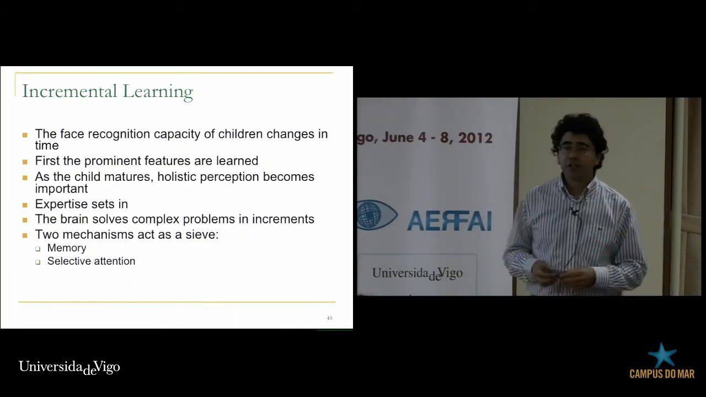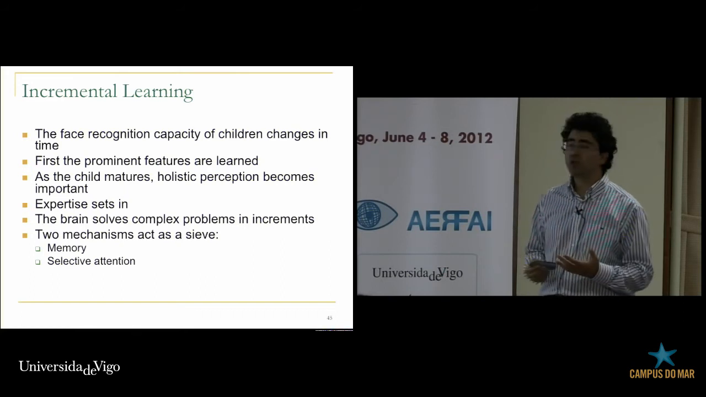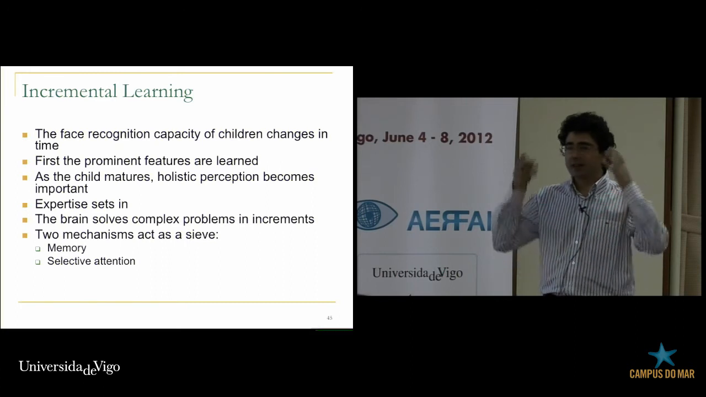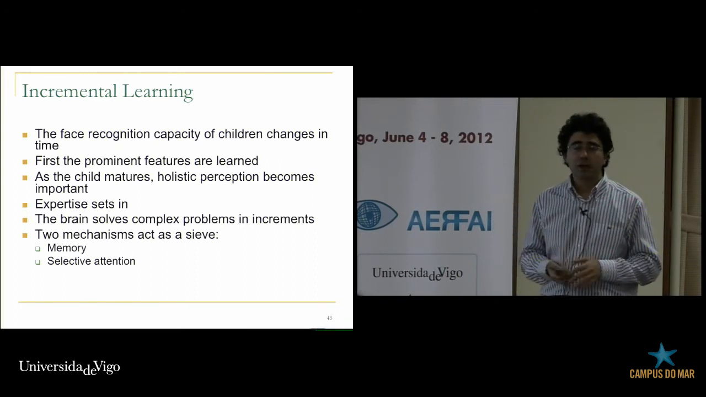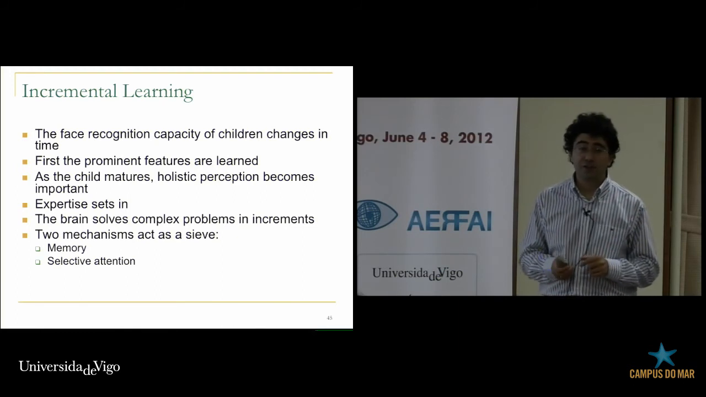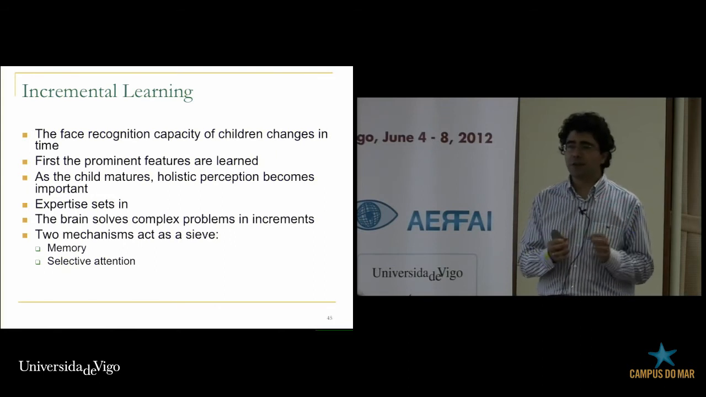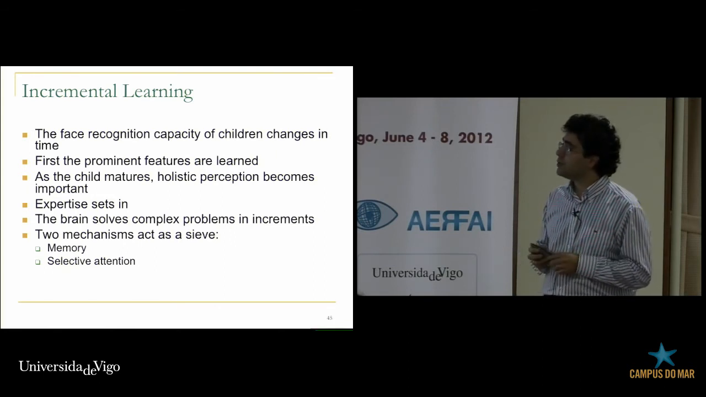The face recognition capacity of children changes in time. First, they start learning prominent features; the hair, for instance, is very important. If the mother changes the hairstyle, the baby is stressed, because he or she can no longer reliably identify the mother, and that they have shown.